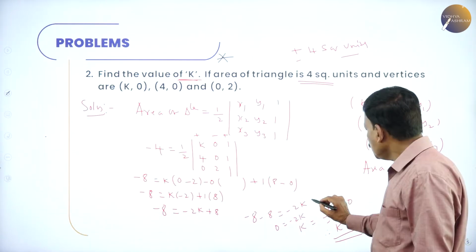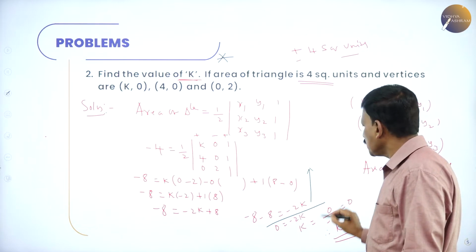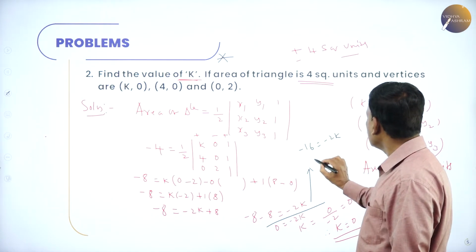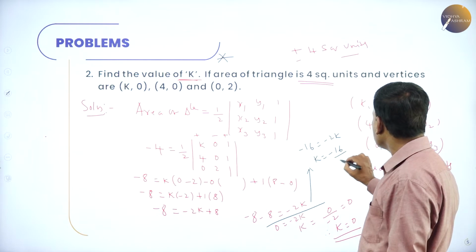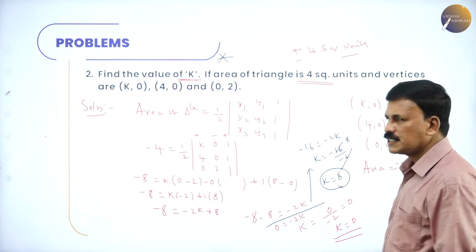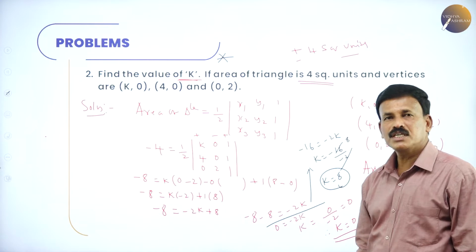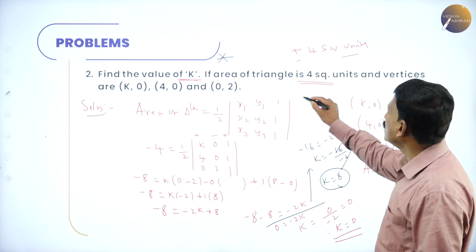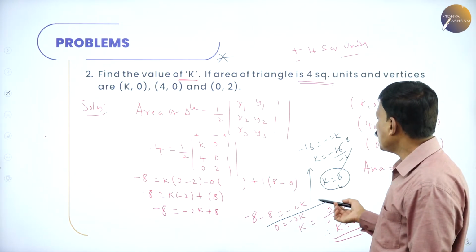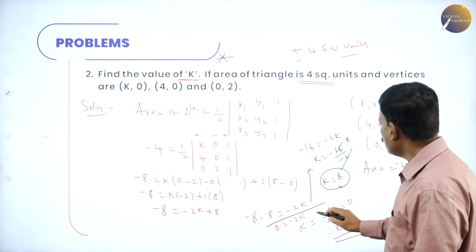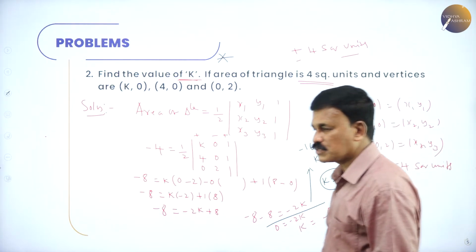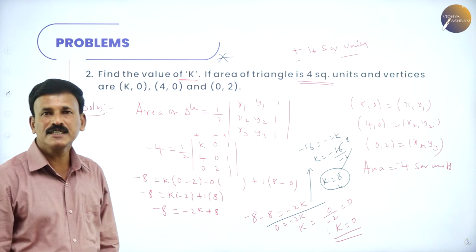So what you are going to get here, in this step, I will write here, minus 8 minus 8 is minus 16 is equal to minus 2k. Then k is equal to minus 16 by minus 2, that is 8 times, gets cancelled, k is equal to 8. So if area is equal to minus 4, then k is equal to 8. In the examination they may ask, area is equal to plus or minus 4 square units. It means first take the positive value. For the positive value you will get k is equal to 0. For the negative value, the negative sign indicates the area is decreasing, you will get k is equal to 8. So that is the difference between plus 4 and minus 4.